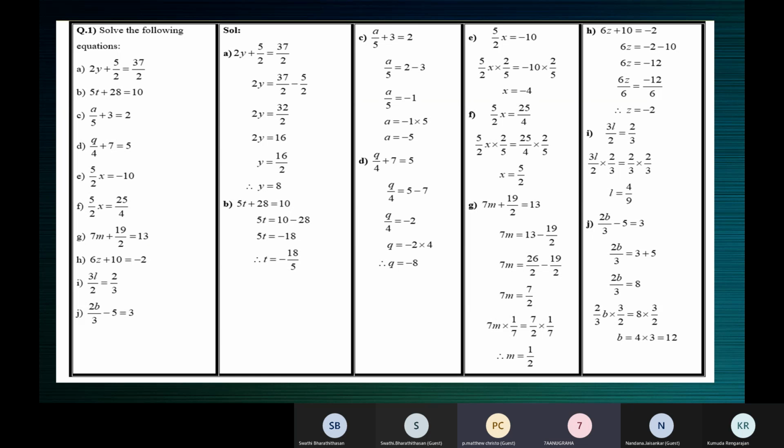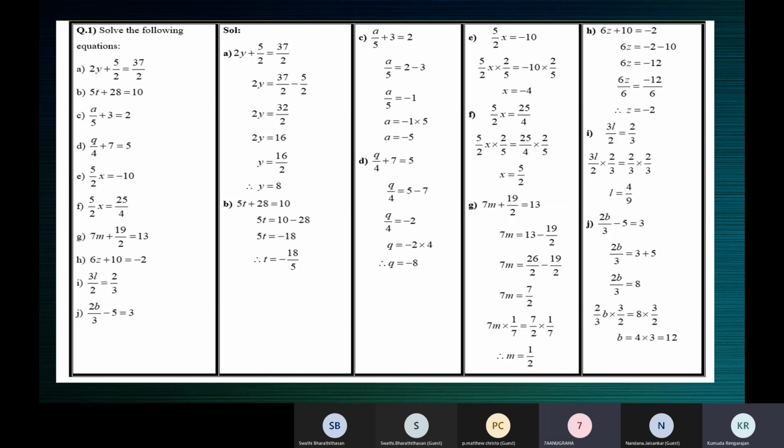Ma'am, to remove the 5 from t, we will move it to the right as minus 18 by 5, ma'am. I think it's better if we understand like this. We divide both the sides by 5. To get rid of 5, we divide both the sides by 5. Correct?